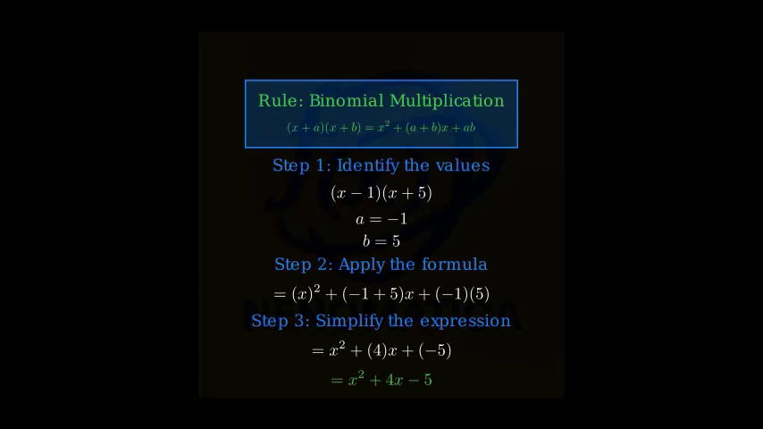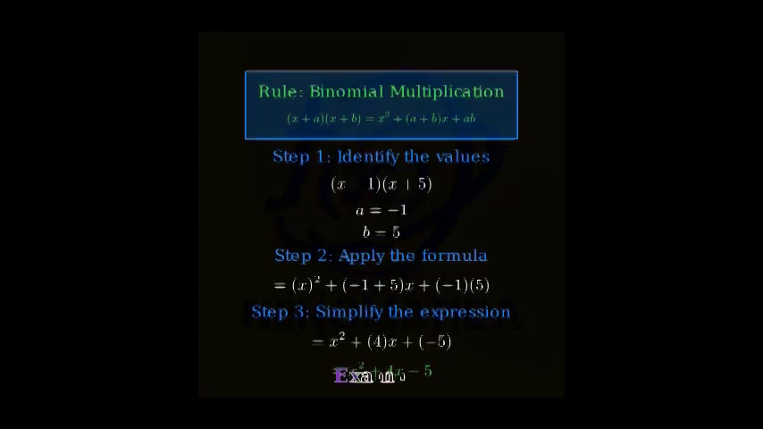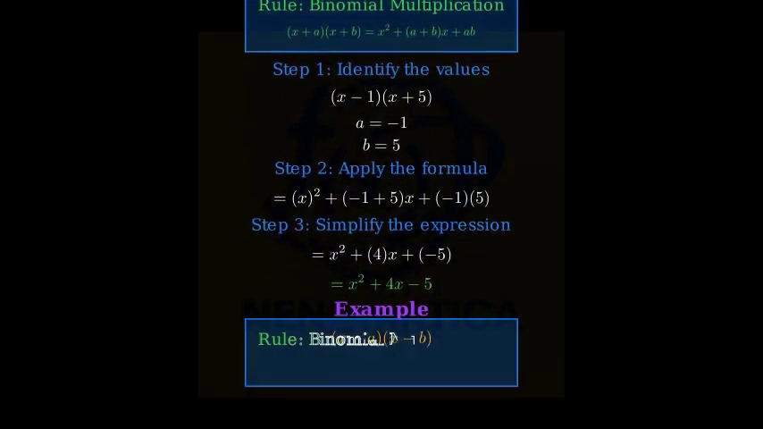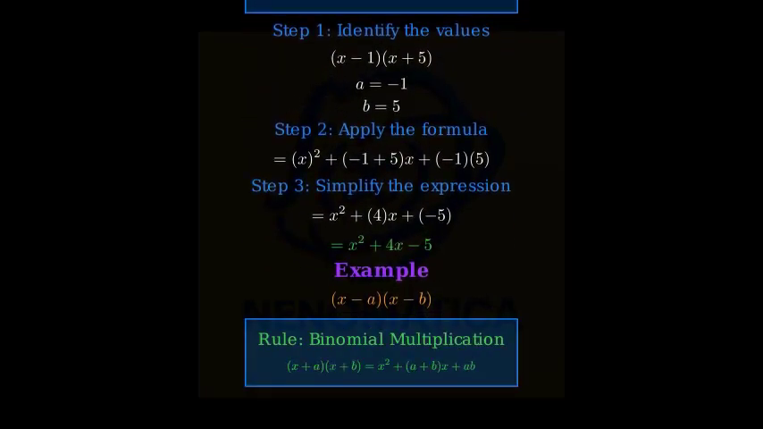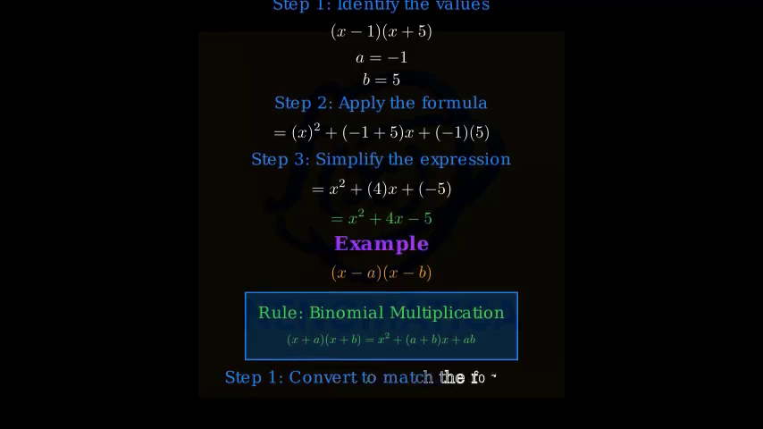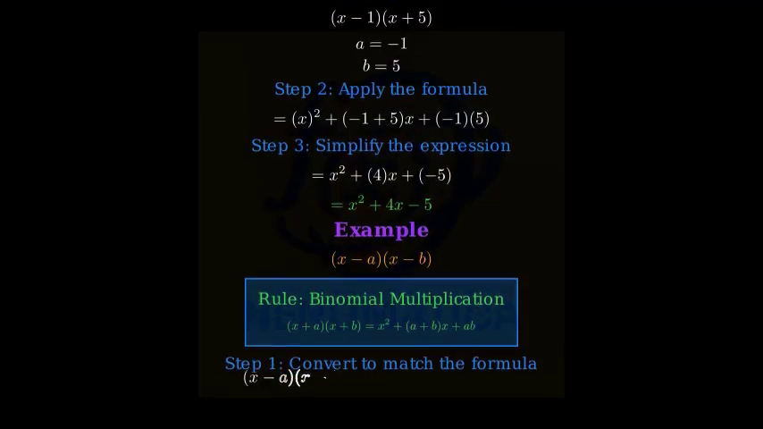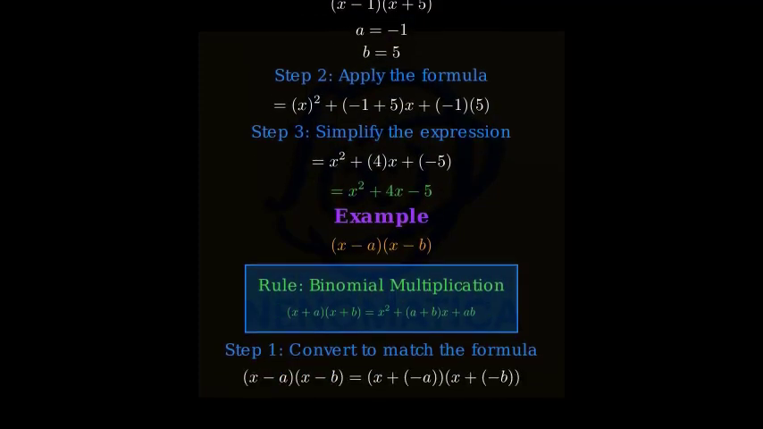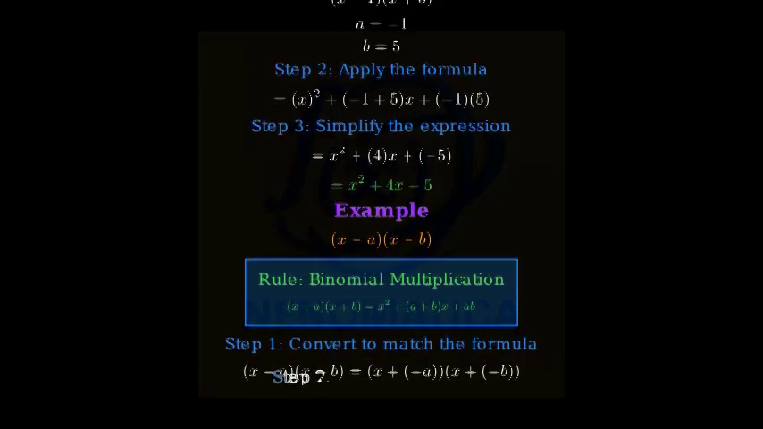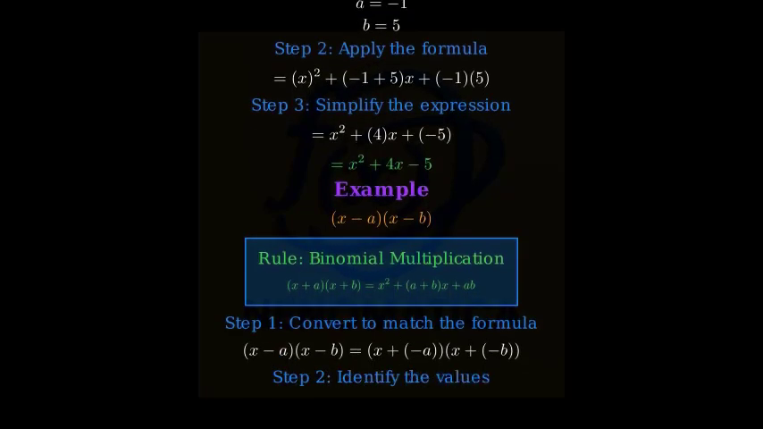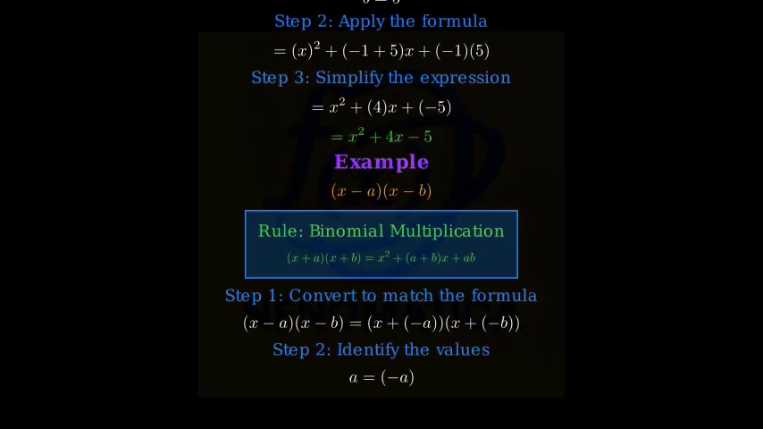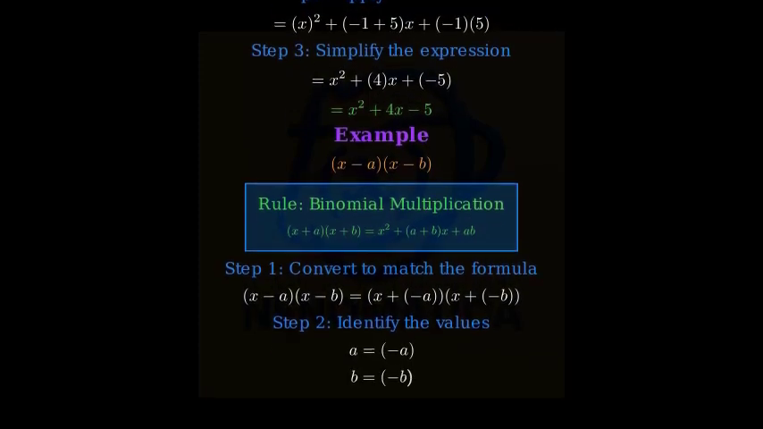Let's look at another example. We want to expand (x - a)(x - b), using the same formula. The formula is for (x + a)(x + b), but our expression is (x - a)(x - b). We need to convert our expression to match the formula. We can rewrite it as (x + negative a)(x + negative b). Now we can identify the values in our formula. In this case, a equals negative a and b equals negative b.